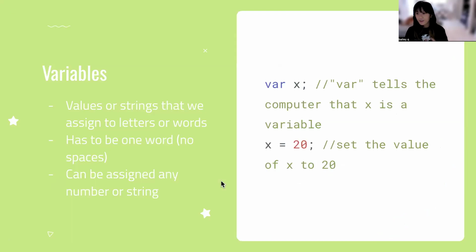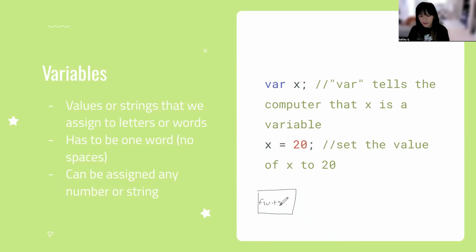All right, and then we have a new concept here. So we have variables. Variables are values or strings that we assign to letters or words. And they have to be one word, no spaces, and can be assigned to any number or string. So think of it this way. A variable is like a placeholder box. Let's say, for example, we have a box here and we label it fruits, right?